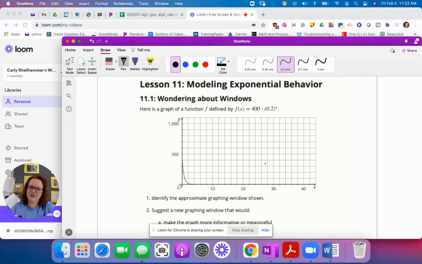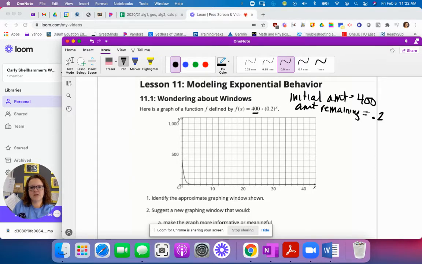Wondering about windows. So here's a graph of a function f defined by f of x equals 400 times 0.2 to the x. So 0.2 is a number less than 1. That means we are decaying. 400 is our initial amount. And then the amount remaining is going to be 0.2 each period of time. All right, so identify the approximate graphing window shown.